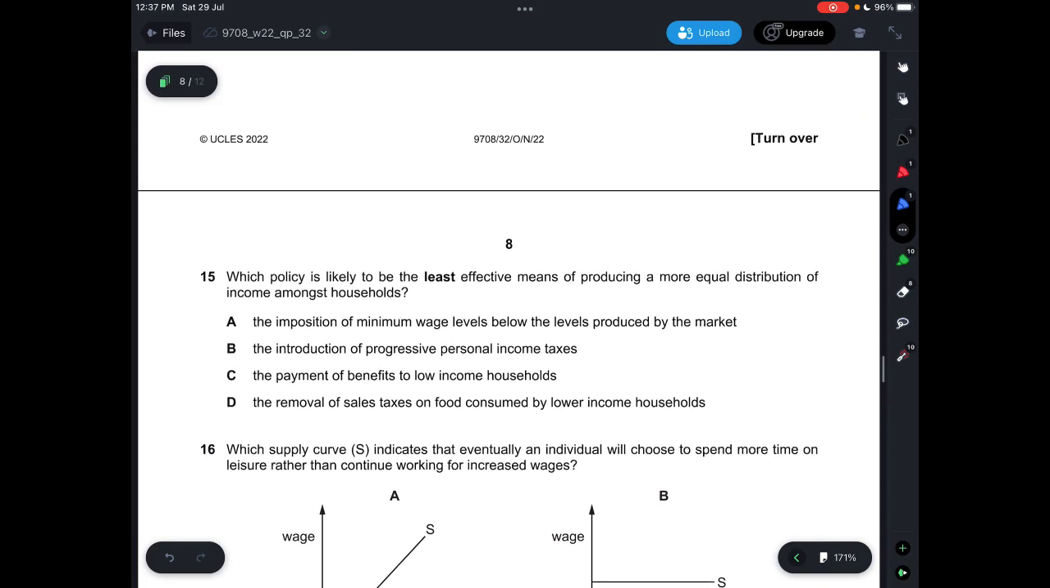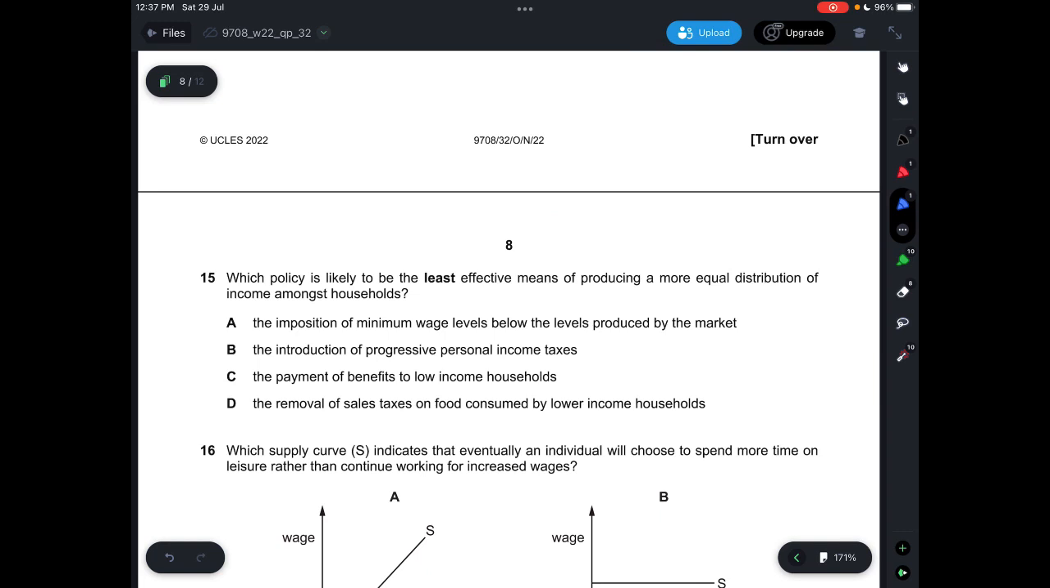Question 15, which policy is likely to be the least effective means of producing a more equal distribution of income amongst households? Okay. So A, it says the imposition of minimum wage levels below the levels produced by the market. For this particular question, A is definitely the one, so it definitely would be the least effective means.